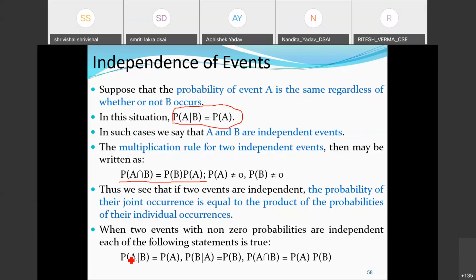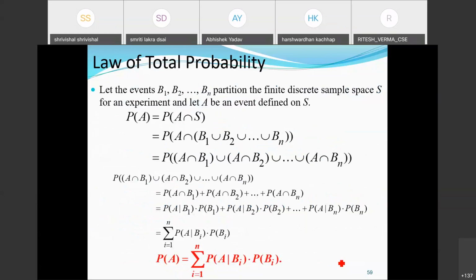So if you summarize all these, then the probability of A given B is equal to the probability of A at the first place. Second, the probability of B given A is equal to the probability of B. And the probability of A and B will be equal to the product of the probability of A and the probability of B. So this is just a conclusion based on the observation, and we try to correlate it with the conditional probabilities aspects. Correct. Now we are moving ahead a little bit further. One more.